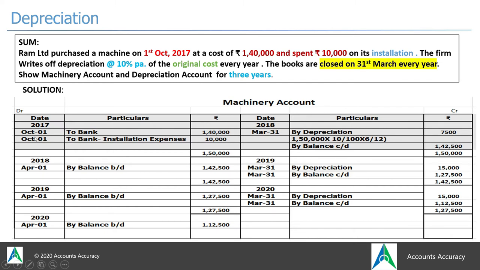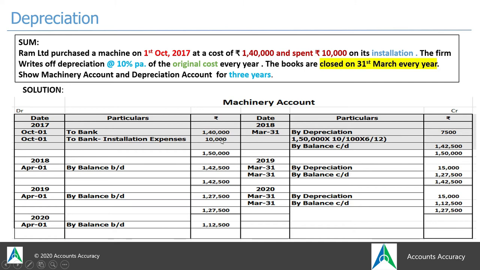Now, as it was purchased on 1st October and it's been written here that books are closed on 31st March every year, you have to understand the accounting period starts from 1st April to 31st March. That means 12 months, from April to March. Hence, here in 2017, when the machine was purchased, from 1st October till 31st March, the machine was used only for 6 months, not for the whole year. So that's why the depreciation will be charged for 6 months.